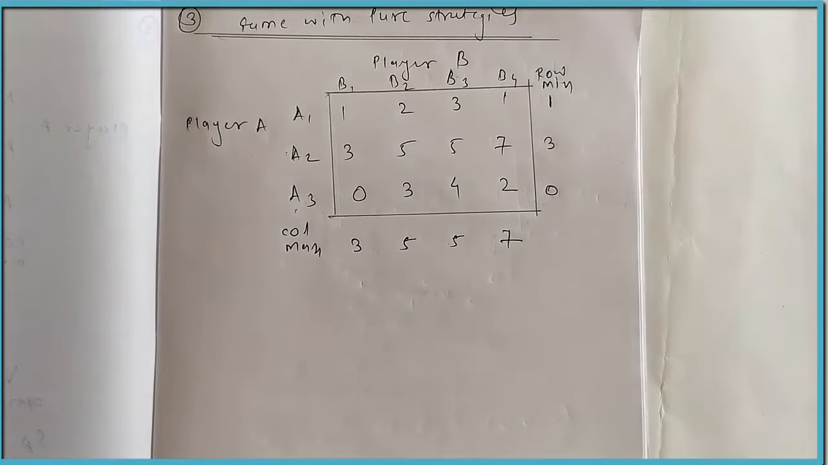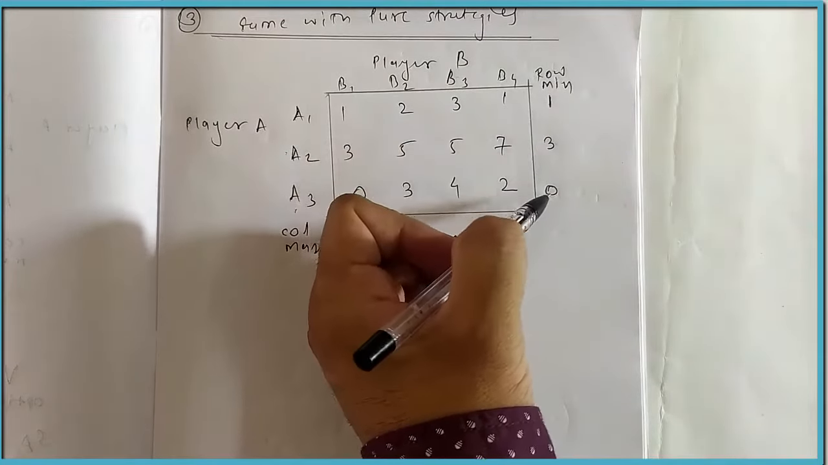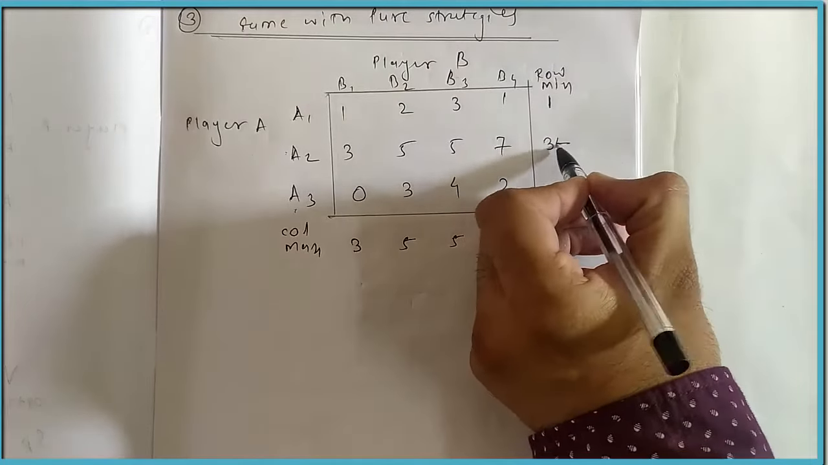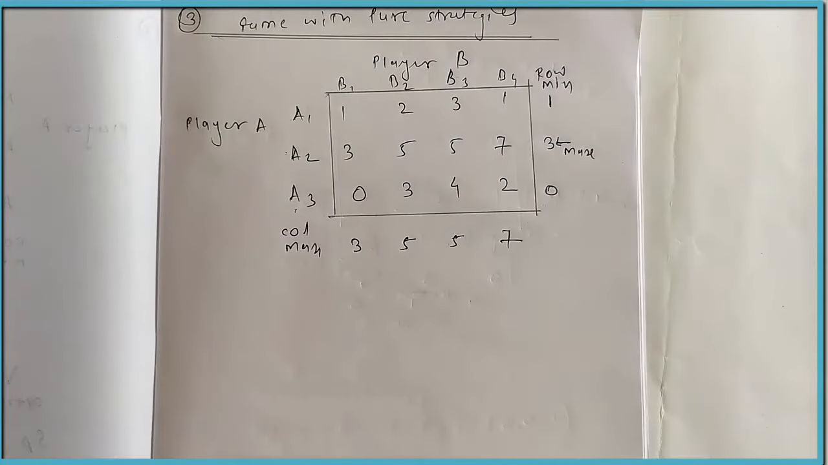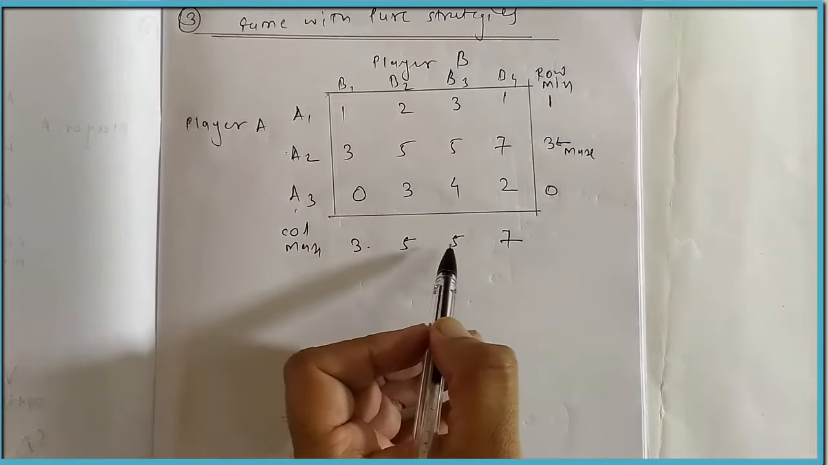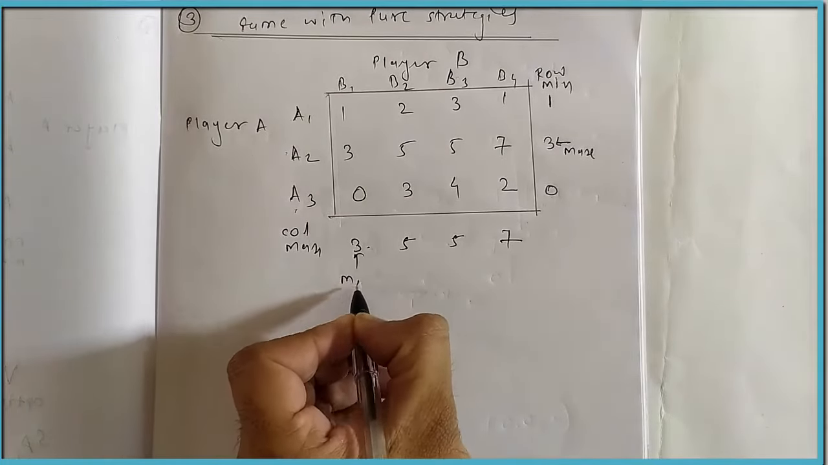Find out the maximum number in row minimum. Now in row minimum, there are 3 numbers: 1, 3 and 0. Out of these 3, the maximum number is this 3, max. Find out the minimum number in the column maximum. There are 4 elements in column maximum: 3, 5, 5, 7. Out of that, the minimum number is this 3, min.